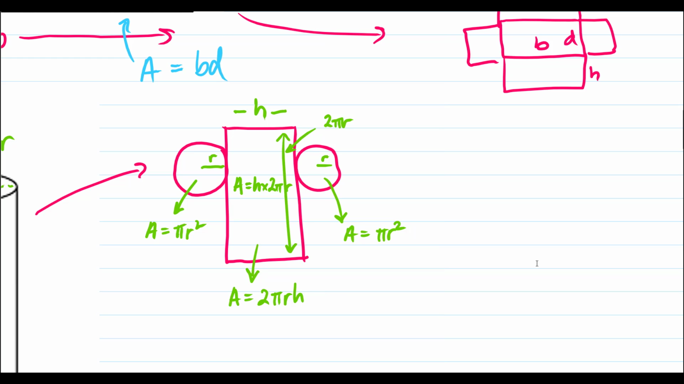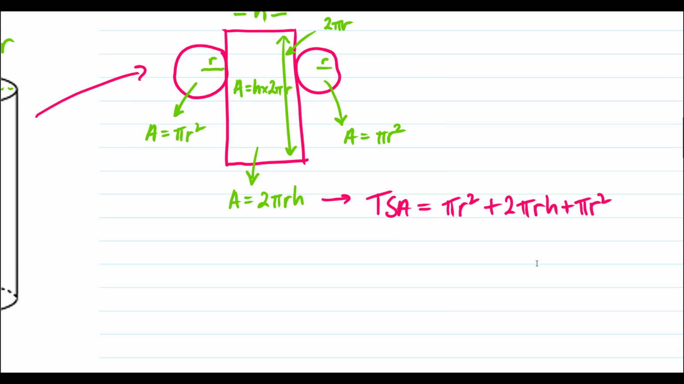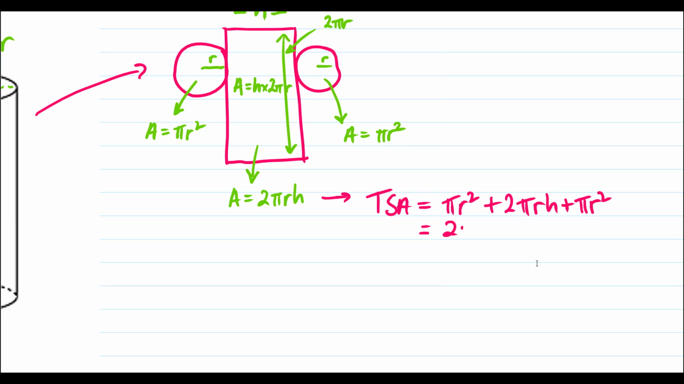And now I go back to the reliable TSA, total surface area, which is equal to pi r squared plus 2 pi rh plus pi r squared. Getting those just in order there. And simplifying this, I have 2 pi r squared, a top and a bottom, and 2 pi rh. This is perfectly fine as your formula, but sometimes it's factorized out to be 2 pi r times by r plus h.